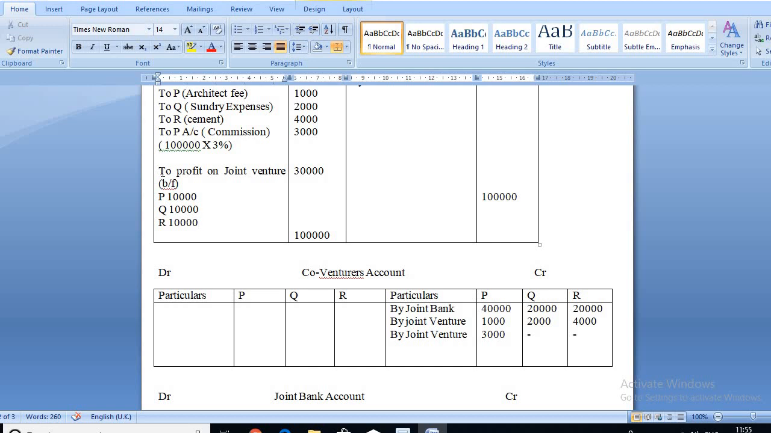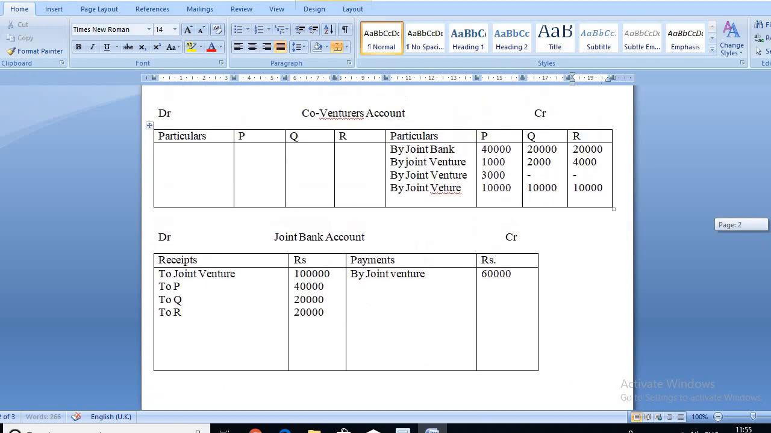But for this entry, we have to make cross posting, because every transaction has two aspects. One is debit, one is credit. So here debit aspect is over. P, Q and R is debited. Now in P, Q and R account, make credit entry. So by joint venture, P 10,000, Q 10,000, R 10,000. Now make a balance of co-venture account.